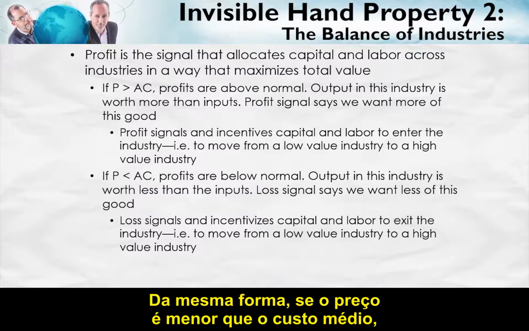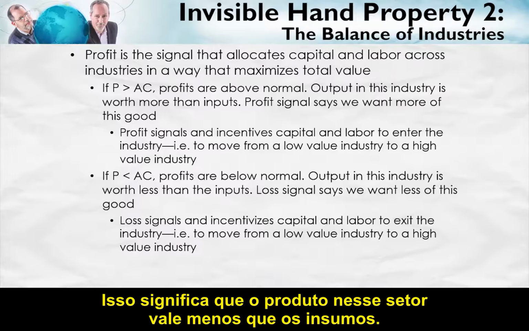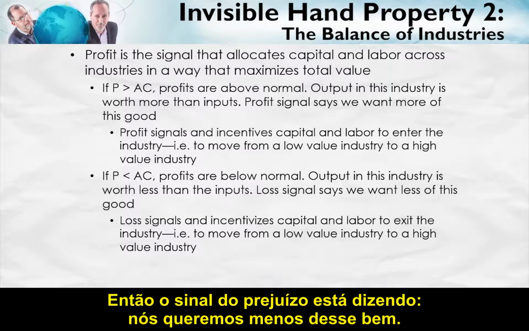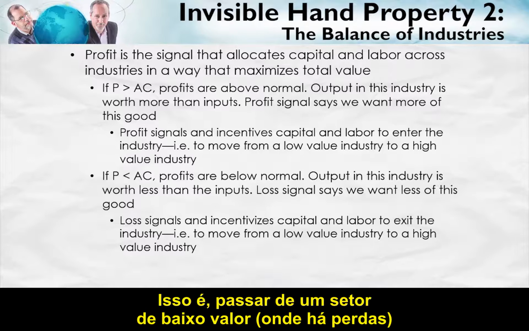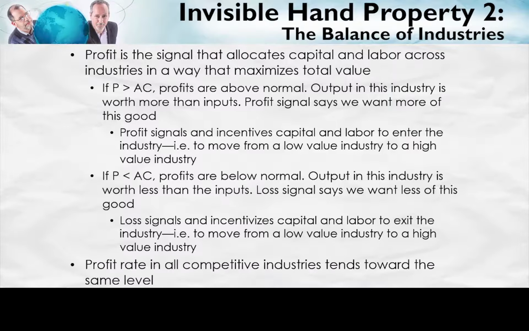Similarly, if price is less than average cost, that means profits are below normal. That means that output in this industry is worth less than the inputs. So the loss signal is saying we want less of this good. Loss signals and incentivizes capital and labor to exit the industry. That is, to move from a low-value industry where there are losses to a high or a higher value industry.